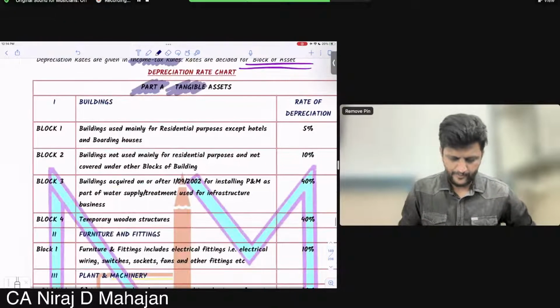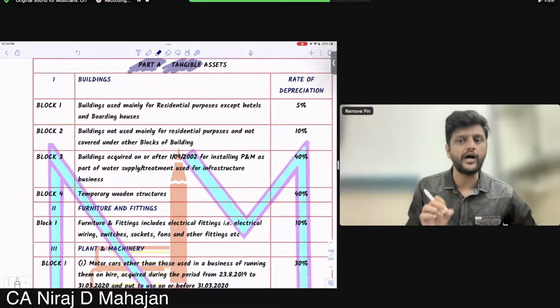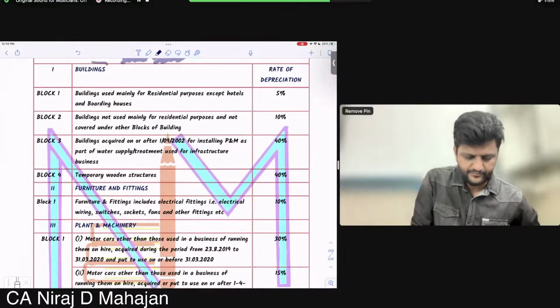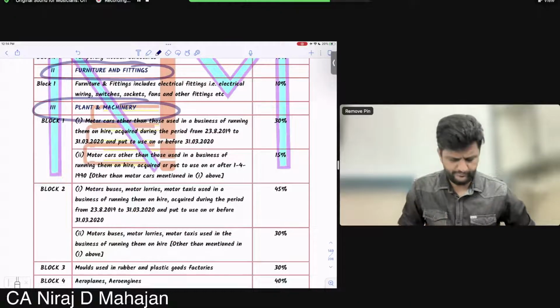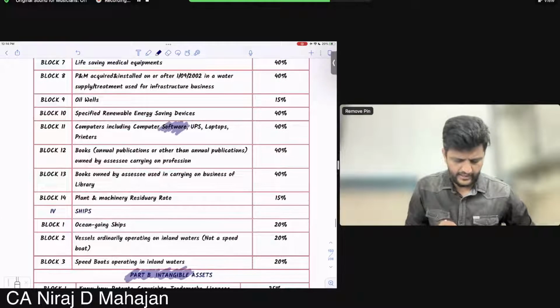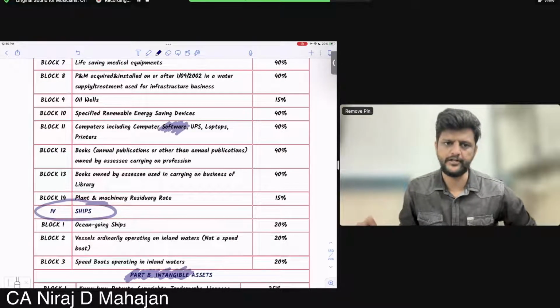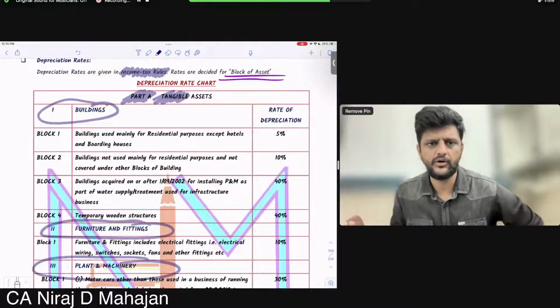Okay, sure. So let us talk about tangible assets now. Again, tangible assets, what are the blocks? Check the main categories. First, your buildings, furniture and fittings, plant and machinery. Okay, that's it. And lastly, ships. Finally, here.